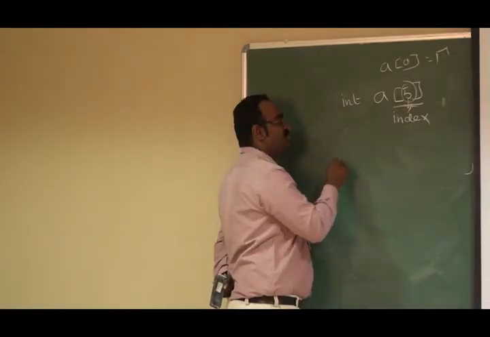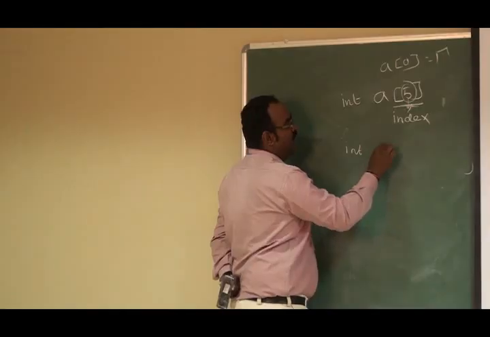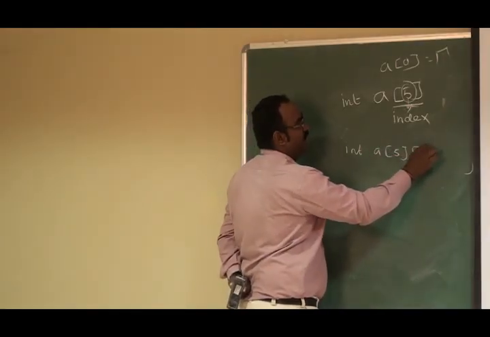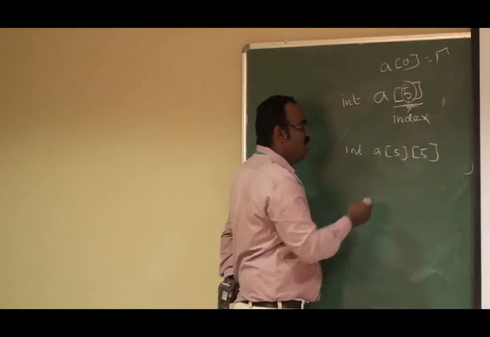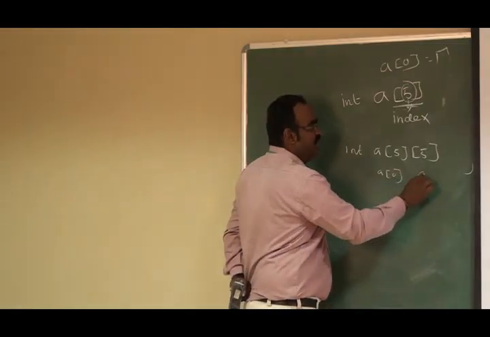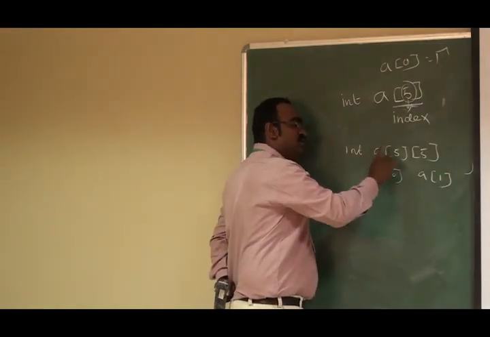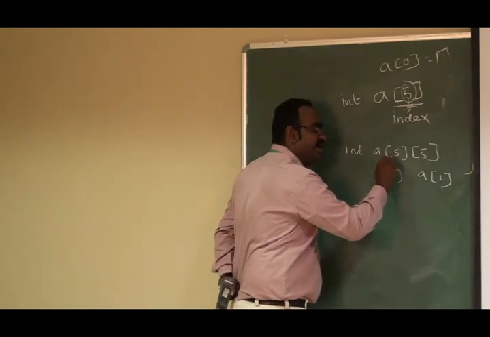Now, multi-dimensional means it has more than one dimension. A of 5 and A of 5 is a two-dimensional array. So this is A of 0 and it can be A of 1. Two different dimensions are used, so two indexings are used here.